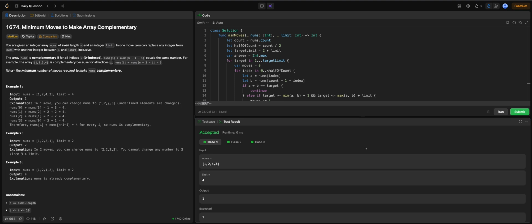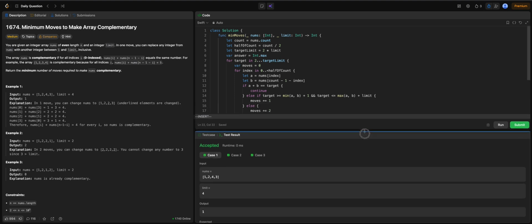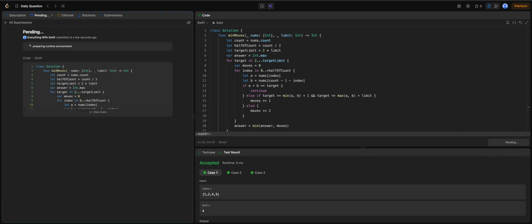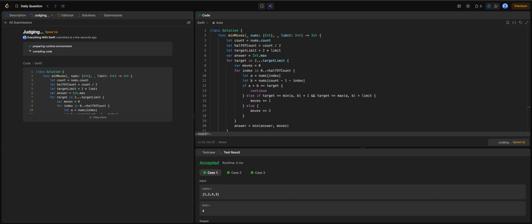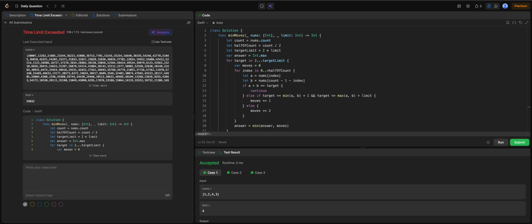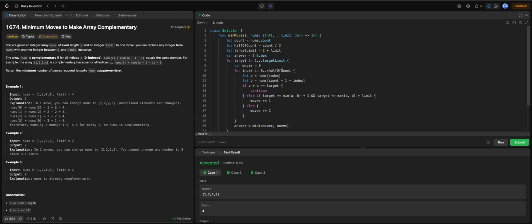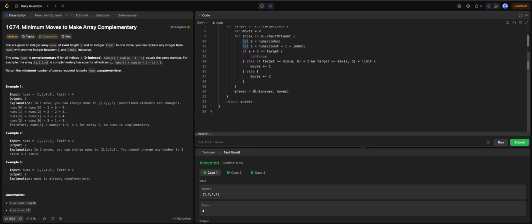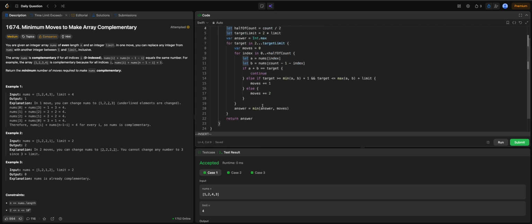So this is the brute force approach. I think if we submit it, we're likely to encounter the time limit exceeded because we are doing a lot of operations in the nested for loop. Yep, as I expected, we only have a chance to pass the 108 test cases. Okay, let's shift gears from here, and how about we change our approach totally?